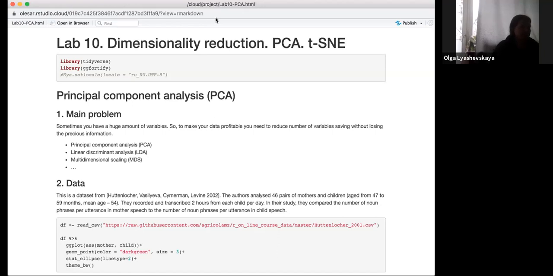So let's start with today's lab on dimensionality reduction. First, I have to say that there are a lot of packages in R to do such techniques as principal component analysis, discriminant analysis, multidimensional scaling, t-SNE and so on and so forth. We will just look at one package today, but you can also practice with other packages. And if you need to use PCA or other dimensionality reduction techniques for your final projects, you can use whatever you want.